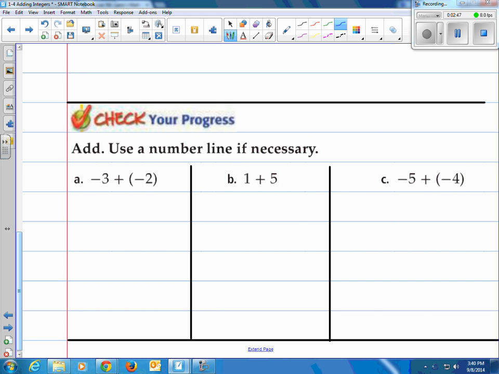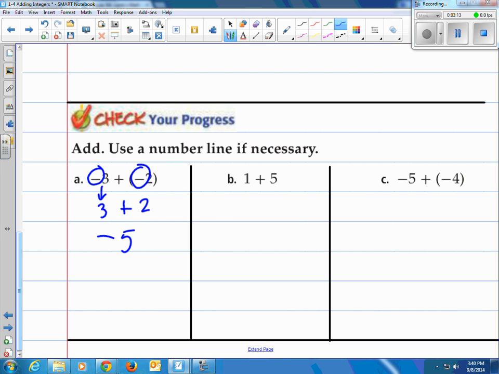Here goes A. If you look, they're both the same sign, and we're adding. Therefore, I'm going to take the absolute value of these and add them together. That's 3. The absolute value of -2 is 2. Add those together, you get 5. And what was the sign of each one of those? Negative. So you have 2 negatives. So they're the same. So you just add up the numbers and put the negative sign on it.